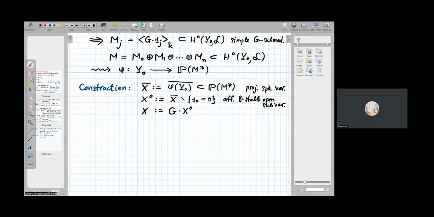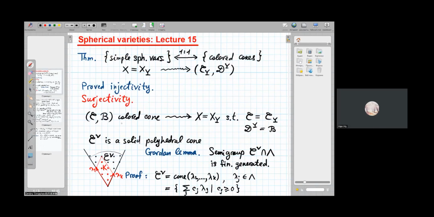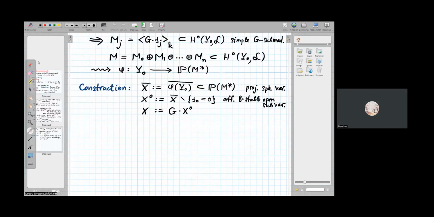We want to prove that X is indeed a simple embedding of Y naught, and the colored cone of X is the one we started with, the colored cone C, B. We'll do it in several steps. So now, let me repeat, we want to prove that this X we just defined solves our problem. It is a simple spherical embedding of Y naught, such that its colored cone is exactly the colored cone C, B. Okay. Let's make the first step.